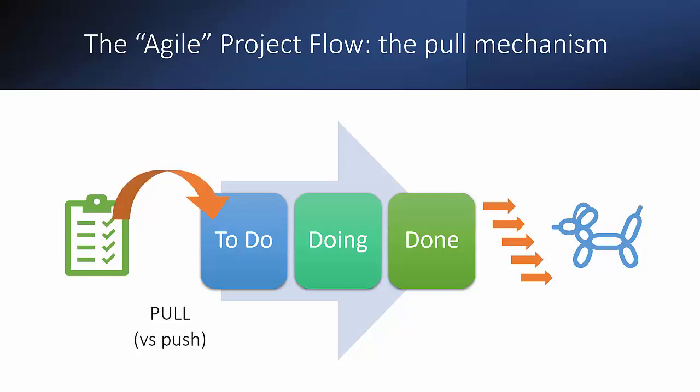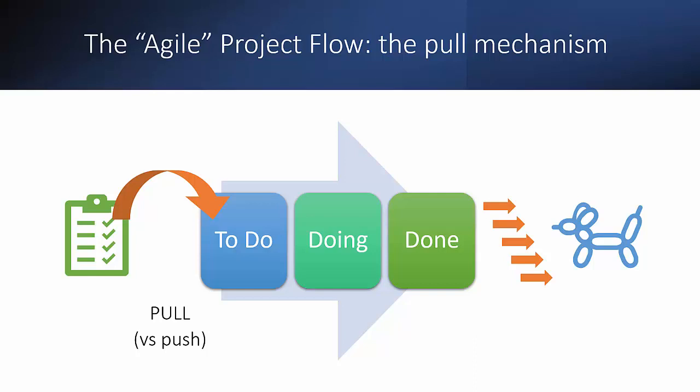The pull mechanism, as compared to the push mechanism in traditional predictive approaches, is a mechanism which enables the team that is responsible for the workflow, for the process of doing the work, to decide how and what to pull into the workflow, thereby giving them the authority to be responsible for the workflow and for the bottlenecks throughout the workflow.